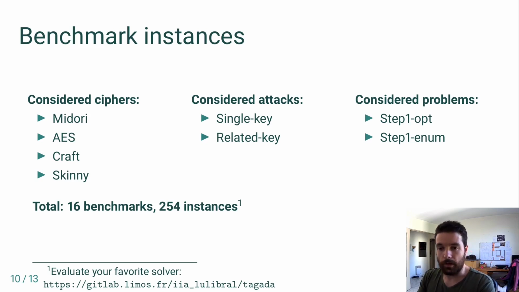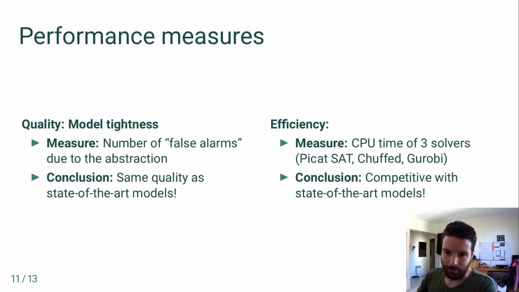The step 1 opt, which is an optimization problem. We want to find the best solution, minimizing the number of active S boxes. And we want to solve the step 1 enum, which is an enumeration problem. We want to find all the optimal solutions as fast as possible. So in total, we have 16 benchmarks and 254 instances. And each of these are available in our repository if you want to test your solver.